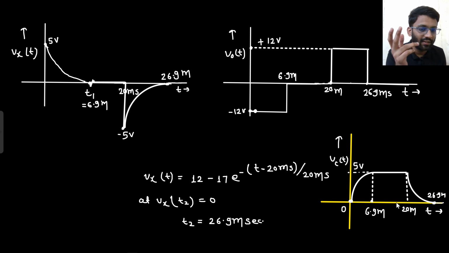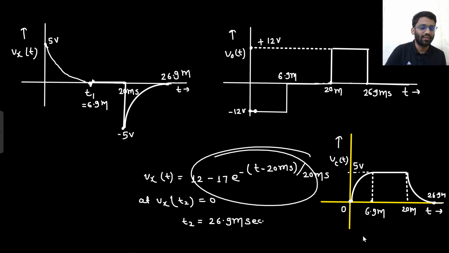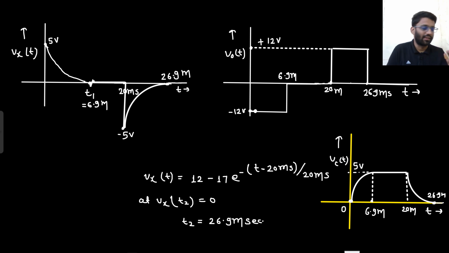VCT value at 17 millisecond. That would be 5 volt. And they could have asked VCT value at 21 millisecond. Then you could have found it from here, or you could have applied the equations as well, right? So it could have been a very interesting problem, but they asked till this point only.